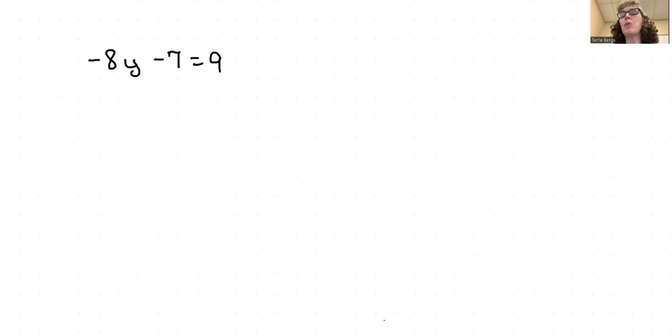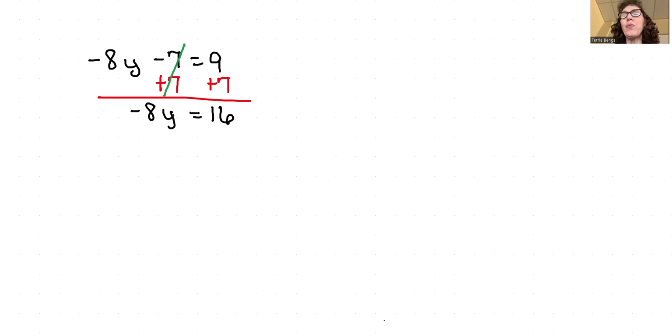So if you remember from previous videos, to move a number across an equal sign, we have to do the opposite. So here we have a negative 7. So the opposite of a negative 7 would be a plus 7. And so what we do to one side of the equal sign, we must do to the other side of the equal sign. So we will add 7 to both sides. And when we do that, that actually helps cancel out our 7s because a negative 7 plus 7 just makes 0. And so we are left with negative 8y equals 16.